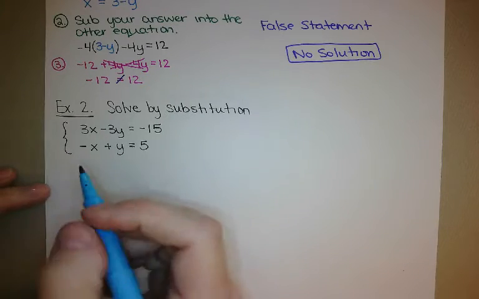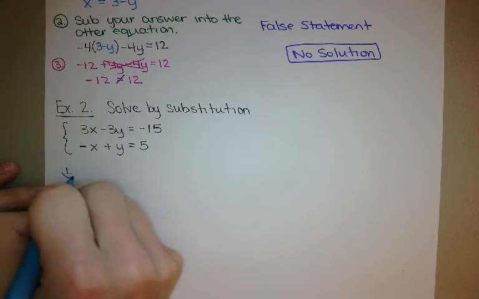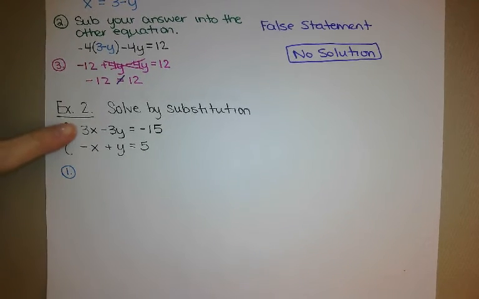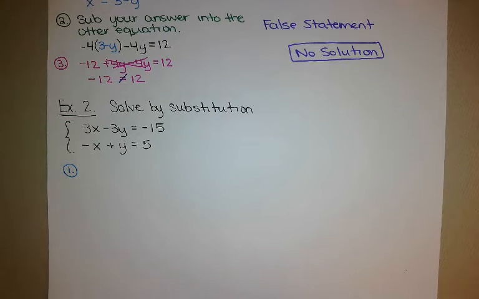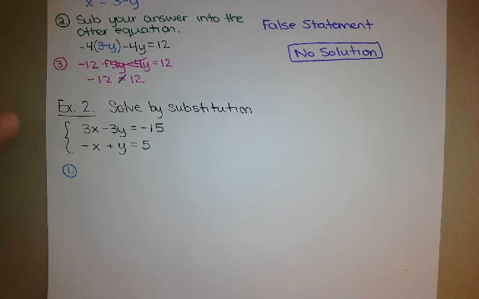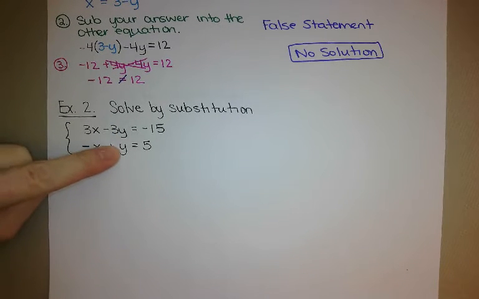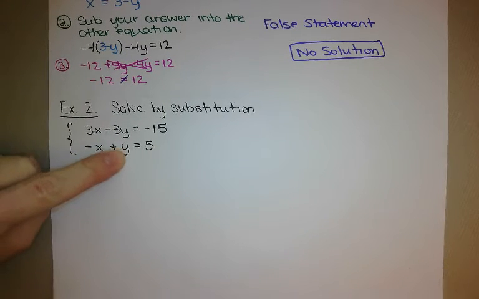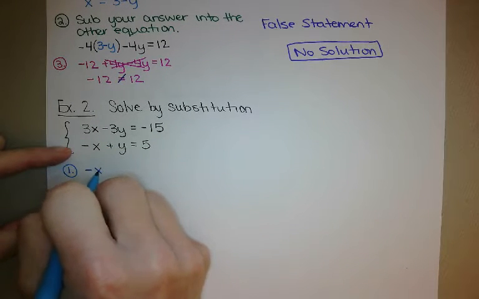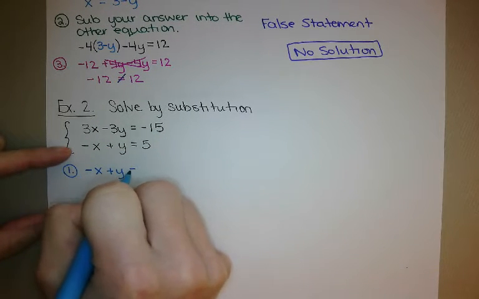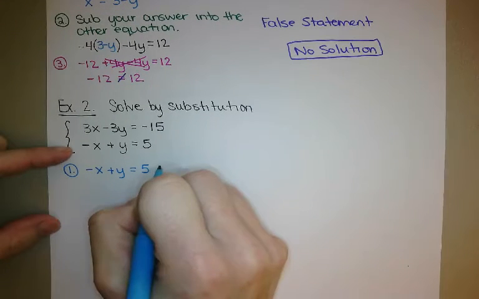Okay, let's try another example. So first off, again, I want to, step 1, pick one of these equations and isolate one of the variables. And again, I want to pick a variable that has a 1 in front of it if possible. So I'm not going to solve for that one. I'm not going to solve for that one. That one has a -1. This one just has a +1. So that's the one I'm going to go for. So I'm going to say, okay, I'm going to use the second equation. And I'm going to solve for the y.